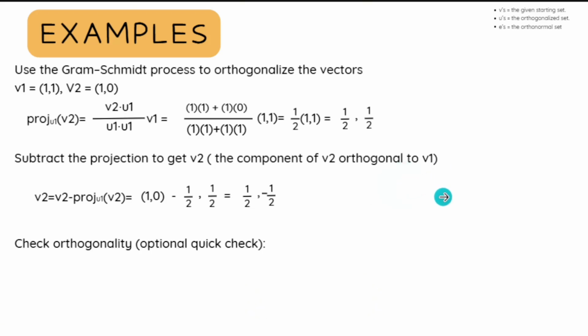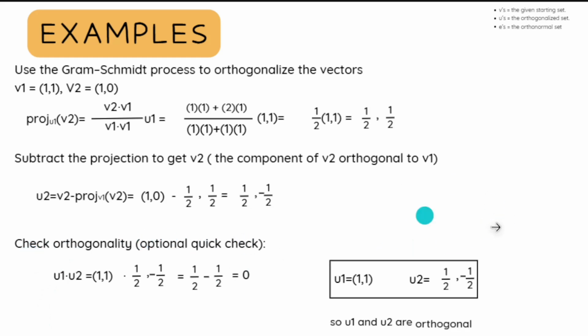So, for a quick check for orthogonality, it will be V1 times V2. So (1, 1) times (1 half, negative 1 half), equivalent to 0. So this is orthogonalized. So this will be our orthogonalized set. U1 is equal to (1, 1), and U2 is equivalent to 1 half and negative 1 half.